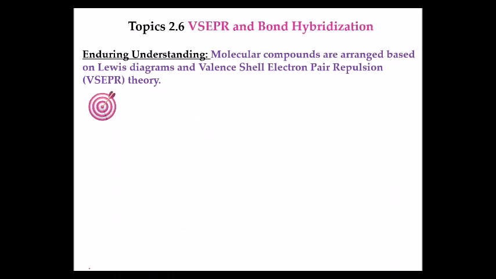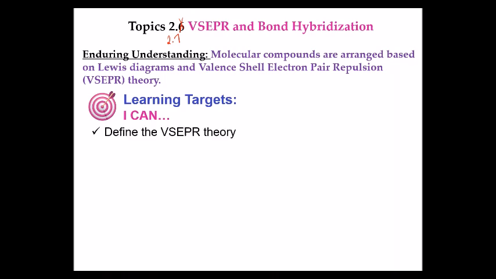Now this one, my bad though, this is supposed to be 2.7. By the way, that's the VSEPR and bond hybridization aspects of the chapter. We're really going to get into the shapes of the molecules, and that's based off of their Lewis diagrams, based off of the way their electrons are distributed, and talk about their hybrid orbitals and the different types of bonds involved in creating the covalent compounds and polyatomic ions.